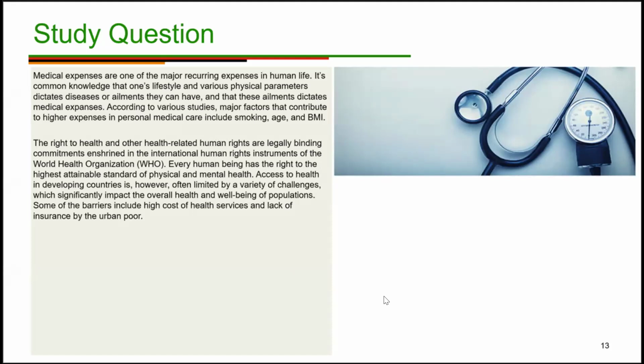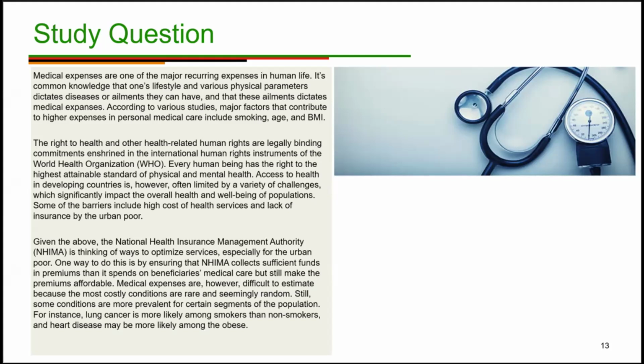So in developing countries, access to health is, however, often limited due to a variety of challenges which significantly impact on the overall health and well-being of the population. Some of the barriers include high cost of health services and also a lack of insurance by the urban poor. So given the above, the National Health Insurance Management Authority is thinking of ways to optimize services, especially for the urban poor. One way to do this is by ensuring that NEMA collects sufficient funds in premiums than it spends on beneficiaries' medical care, but still make these premiums affordable.